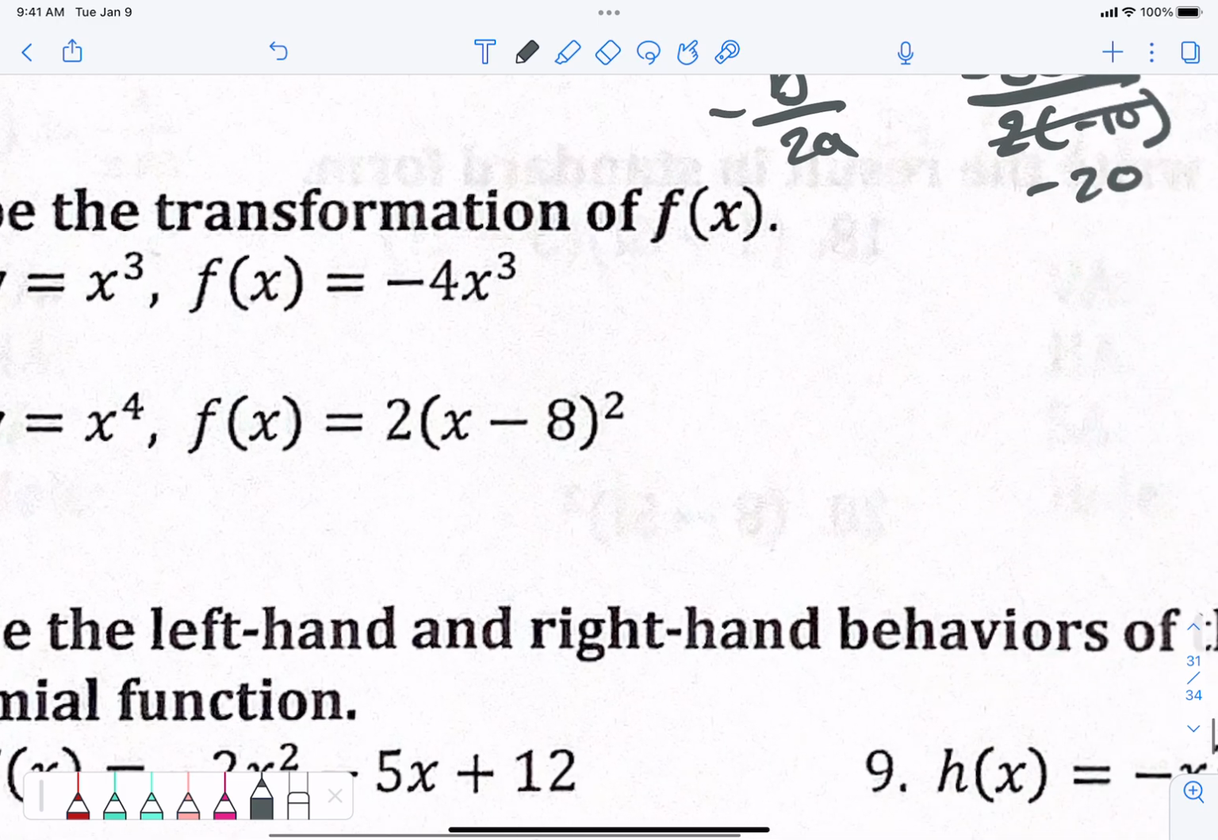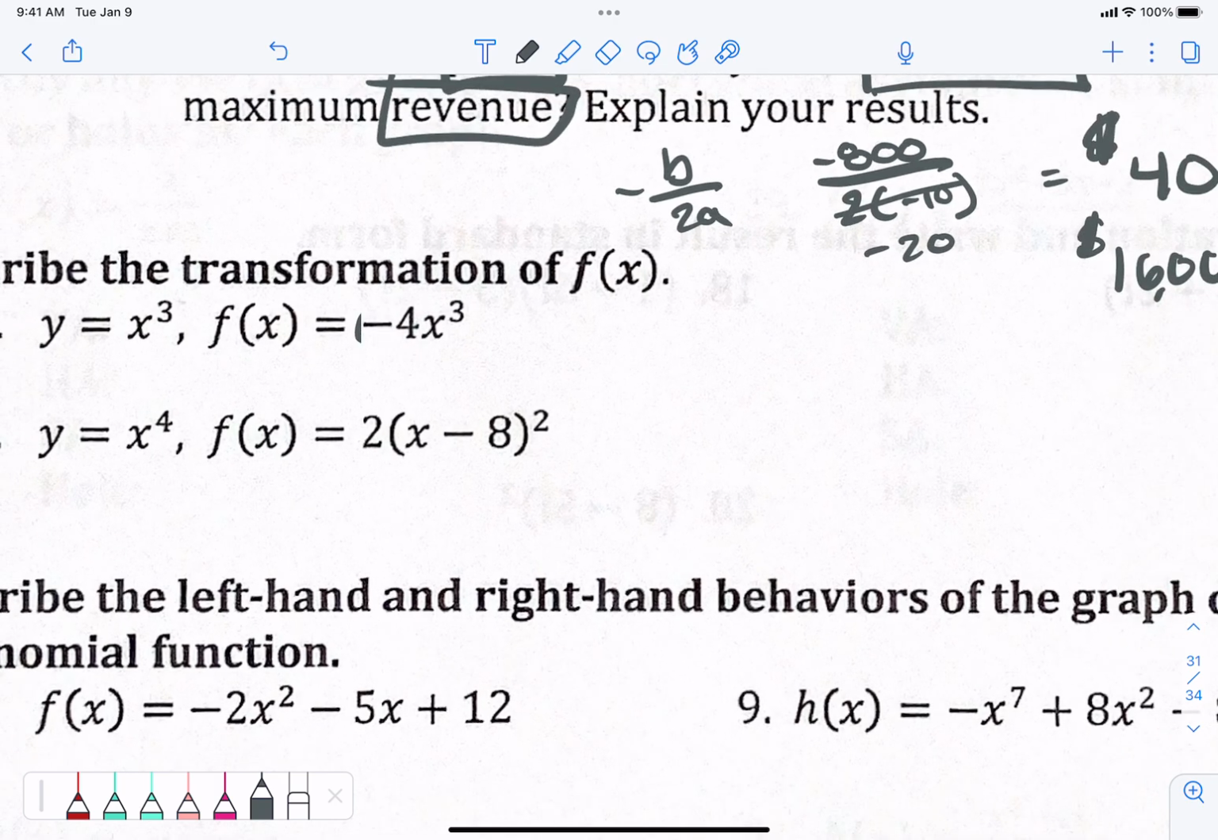Describe the transformation. We have a negative and we have a 4, they do not go together. Which one goes first? No, it doesn't matter. This is the one scenario where the negative and the 4 are being applied at the same time, so you can switch those two around. Let's go 4 first. What's 4 do? Vertical stretch by 4. The negative flips it over the x, or reflected across the x, whatever you want to say.